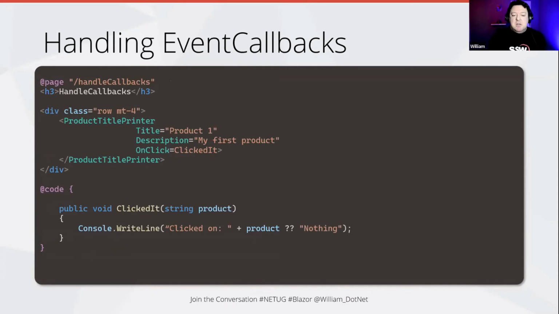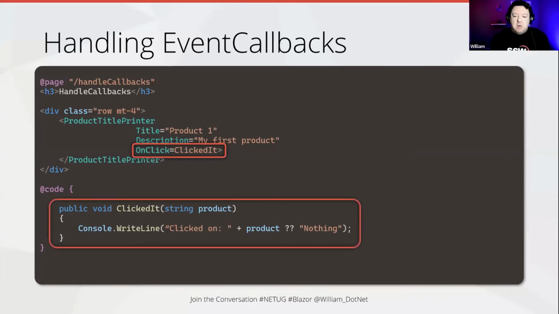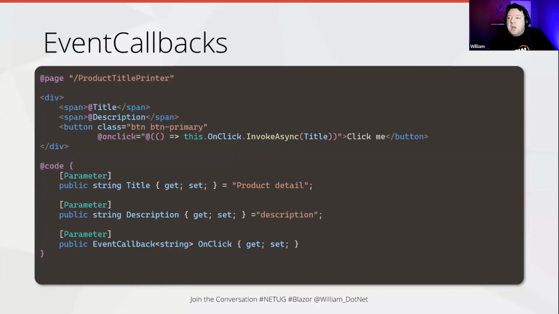Handling events, so very useful, obviously. If a component exposes some sort of behavior or event from within itself, we can expose that through a parameter. And when someone clicks on this product title printer component that I concocted, it'll call the clickIt method and just display a message in the console. The way we set that up inside of our component is when someone clicks on the actual button, we provide the event callback to the onClick.